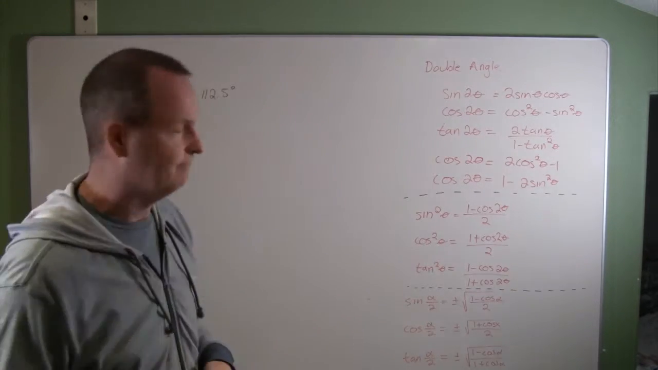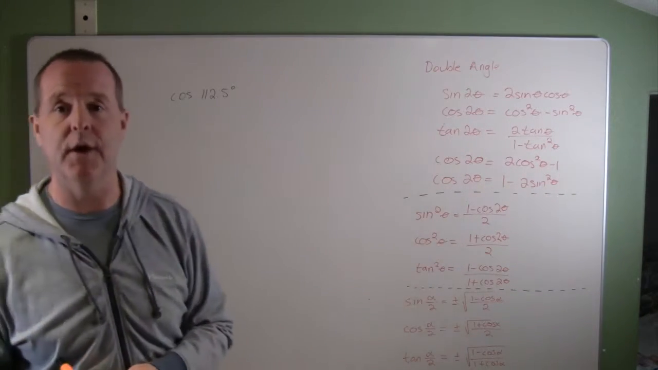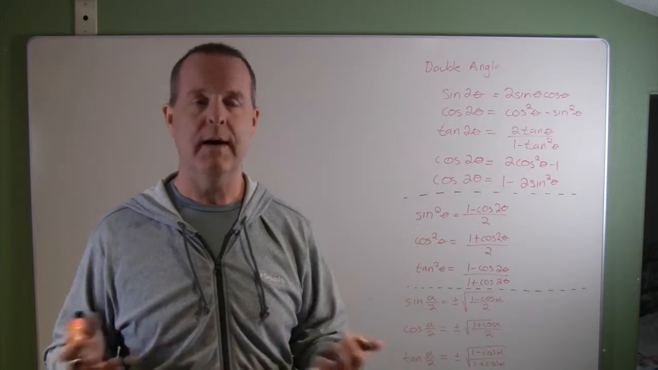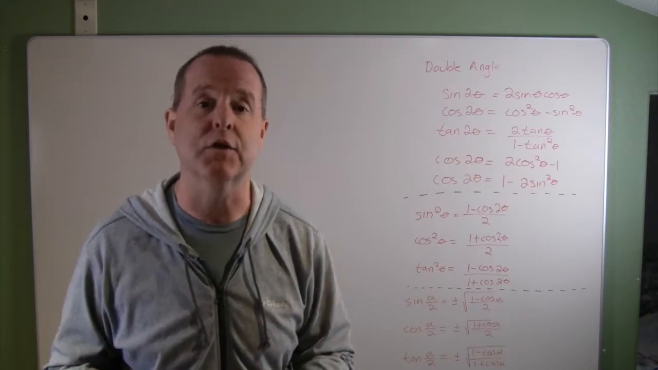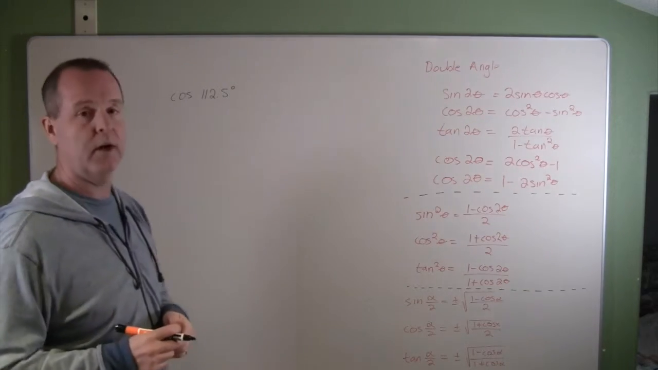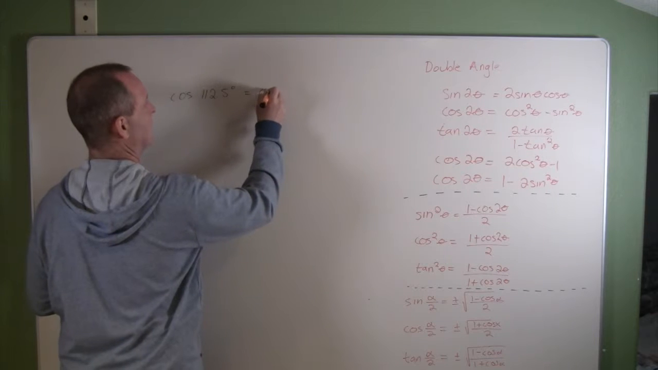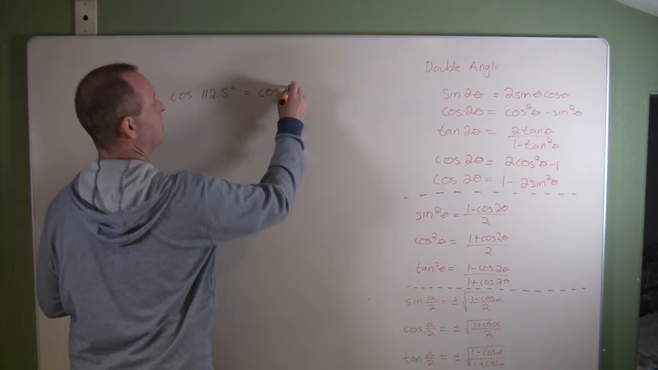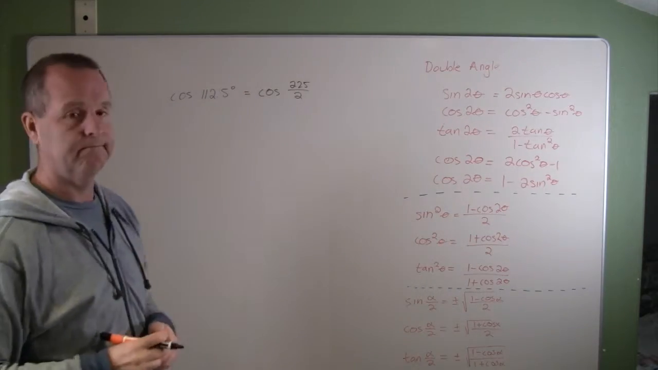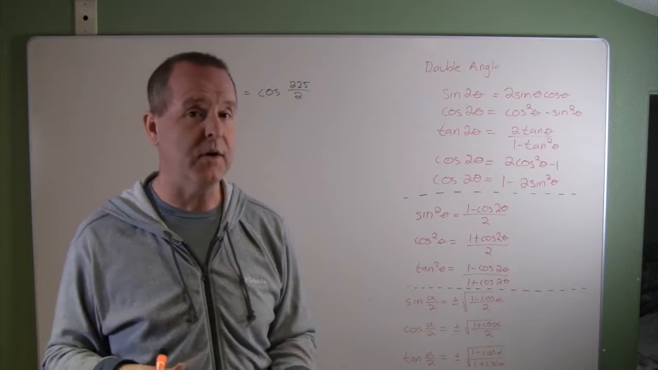So for example, let's find the exact value of the cosine of 112.5. Odd that we choose that value? Well, we chose it to help us illustrate what we're trying to work through. If I can recognize that the cosine of 112.5 is also the same thing as the cosine of 225 all over 2, and 225 is an angle that I am familiar with.